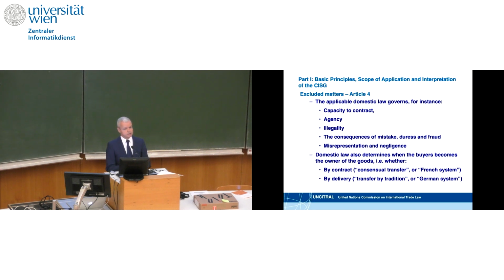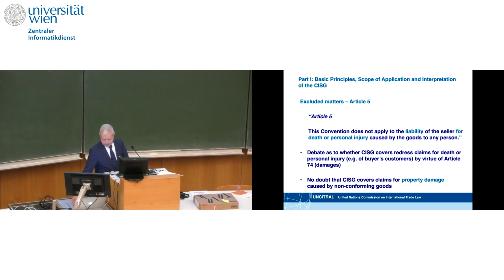So this is excluded, but you see that the CISG found a way of getting around this question for what is really important, and that is the way the CISG deals with the passage of risk concerning loss or damage to the goods as they are transmitted from the seller to the buyer. So these are the central exclusions from that point of view.